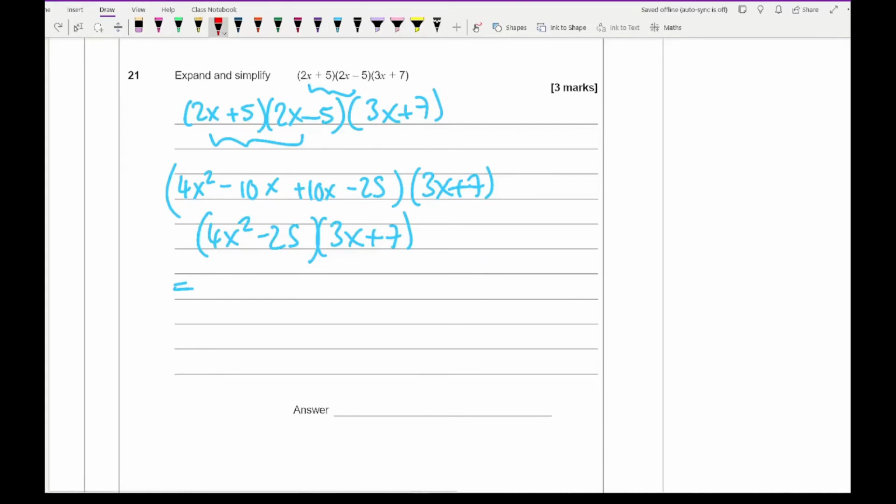And then expanding all of this, what do we get? Well, we're going to get 12x cubed plus 28x squared minus 75x minus 175. And there is my final answer.